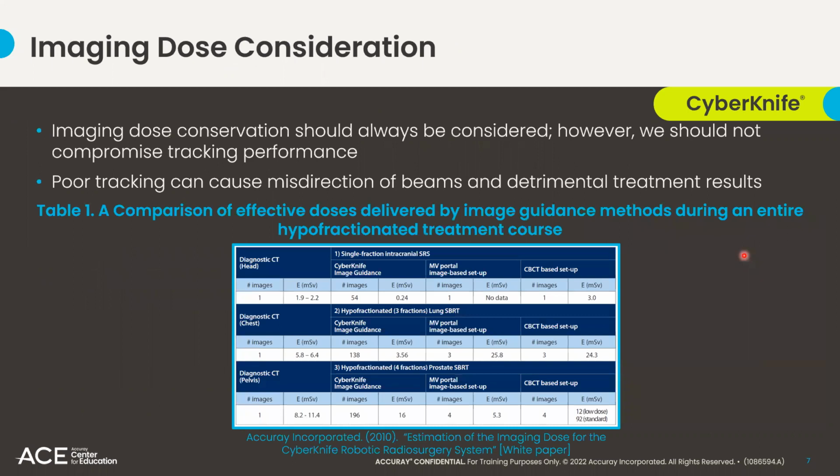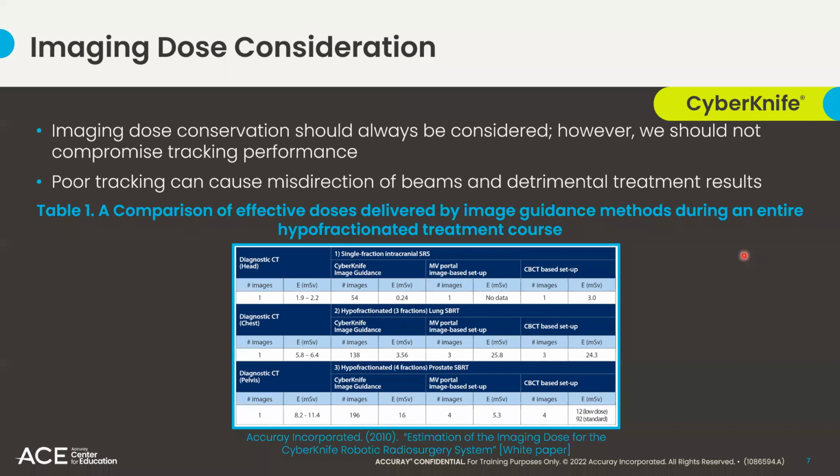Increasing KV, MA, or MS will inherently increase our integral dose to the patient. Imaging dose conservation should always be considered. However, it is much more important to have high quality images that yield accurate positioning results.